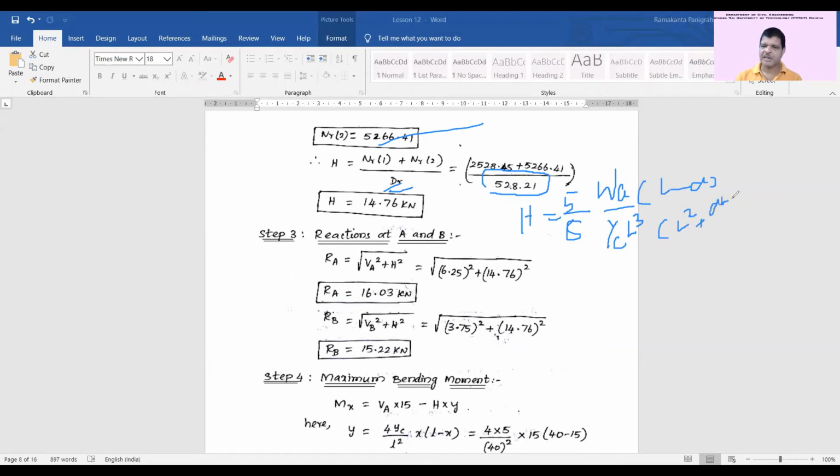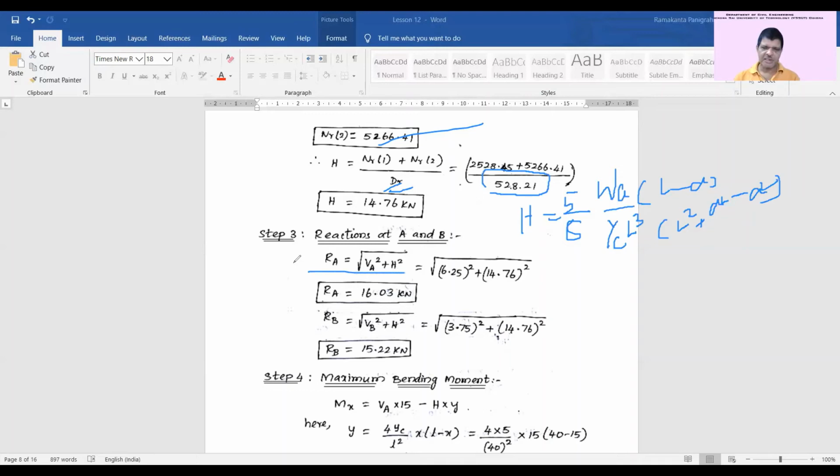By putting in this equation also, you can directly find this value, but the purpose of doing this problem is to explain how the integrations, the basics, are used to find out this horizontal thrust, the integral of M y ds by the integral of y square ds.